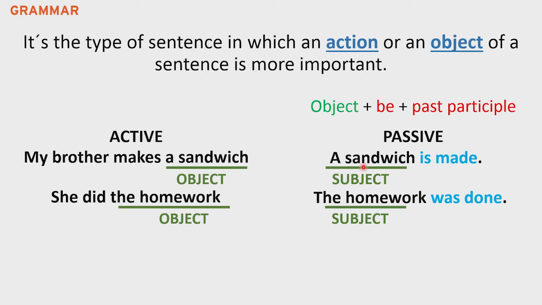For example, here, a sandwich is made. The verb be is "is". And here we're using the verb make, but we have to write it in past participle, so we're going to write made. In this case, we're using was as the verb be because this sentence is in past. So we cannot say the homework is done because we're talking in past. The homework was done. Was is the verb be, and then done will be the past participle of do. Very good, guys.